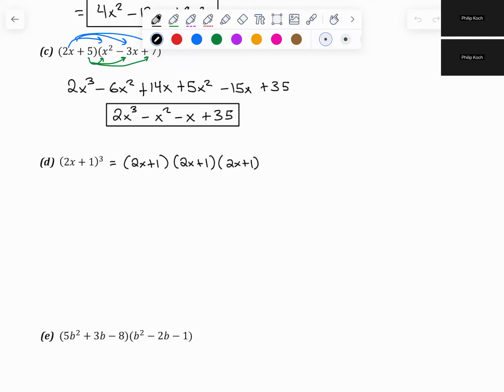So we'll do the first set, and we'll distribute that in. You're going to get 4x squared plus 2x plus 2x plus 1. And that's going to be multiplied into that 2x plus 1. Make sure you see where I got everything. And if you have questions, please feel free to ask.